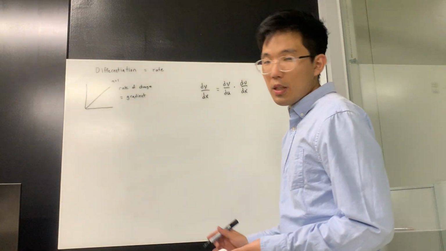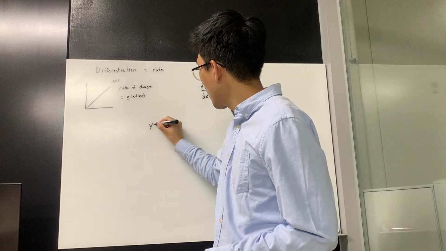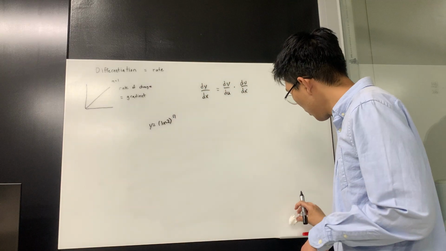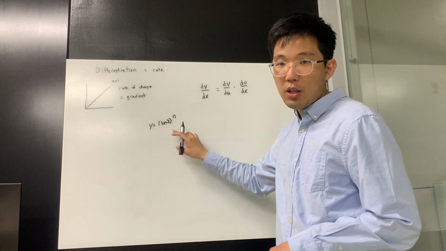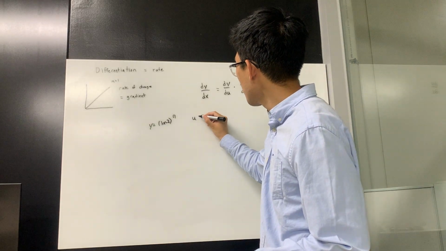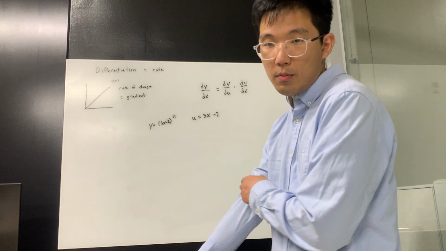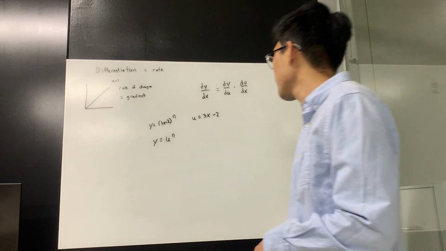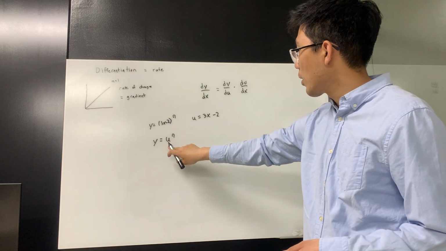So example 2 says, find the derivative of y is 3x minus 2 to the power of 7. Okay? So we're going to treat this 3x minus 2 as a completely different function. Okay? Let's say u is our 3x minus 2. So we're going to substitute u. Okay? So what happens? Y is equal to u to the power of 7. Okay? Makes sense. So let's differentiate y using u.